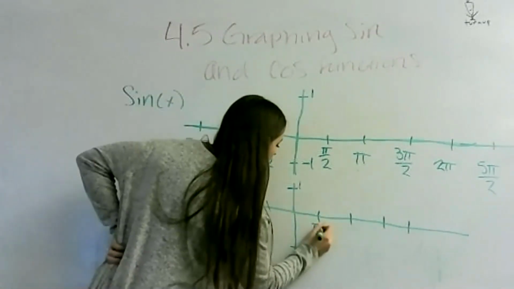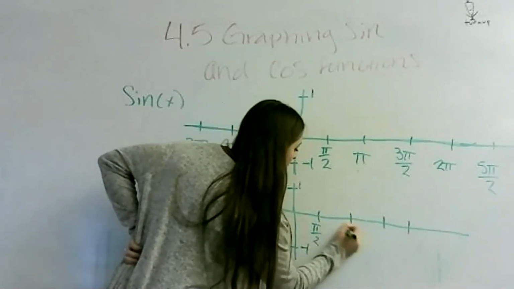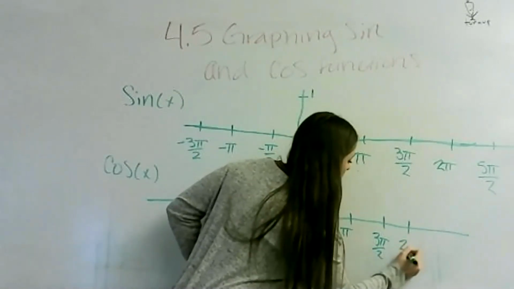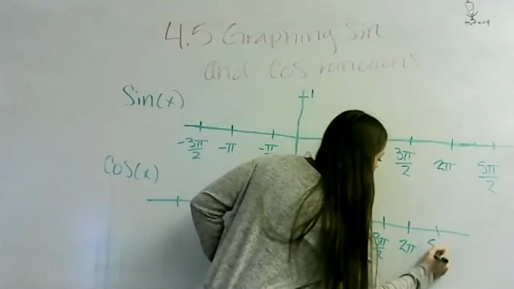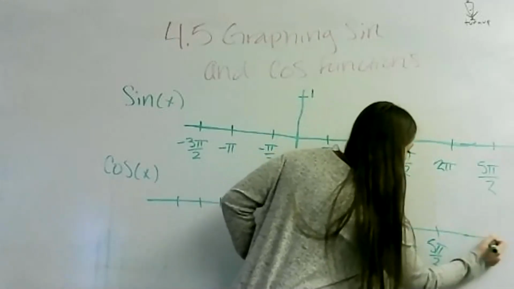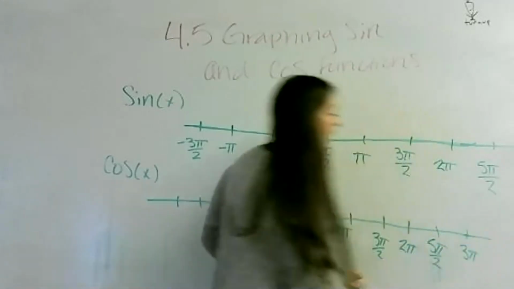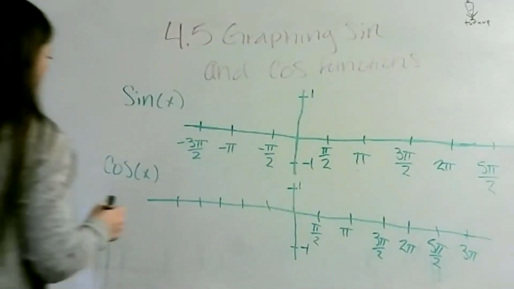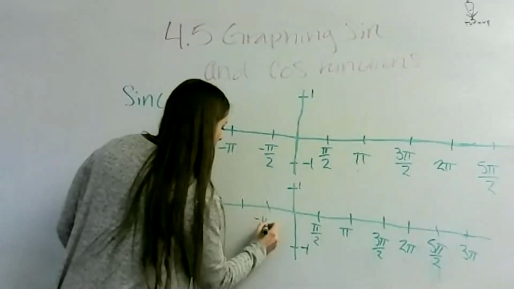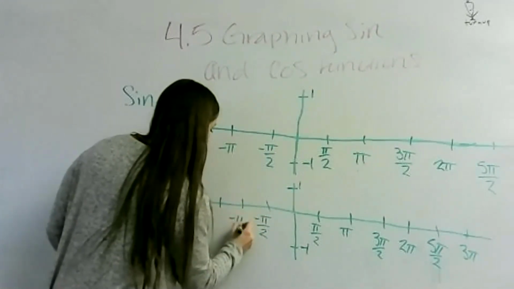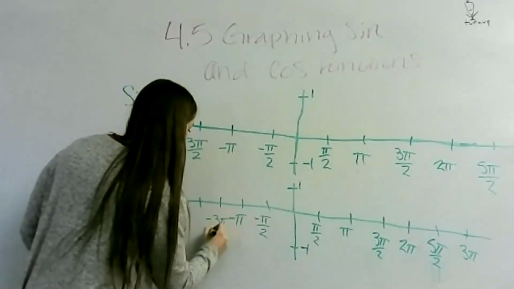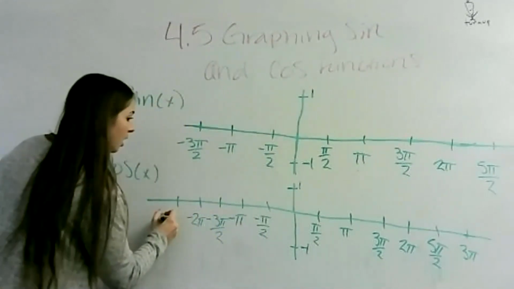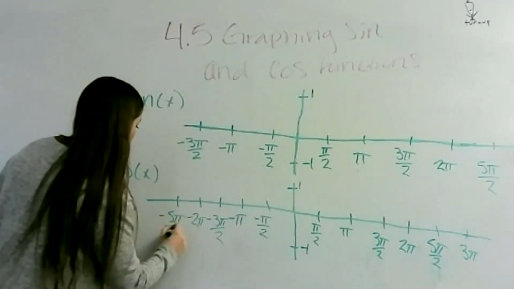So we also have pi over 2, pi, 3 pi over 2, 2 pi, 5 pi over 2, and 3 pi. Okay, same thing in the opposite direction. Negative pi over 2, negative pi, negative 3 pi over 2, negative 2 pi. We'll go one more, negative 5 pi over 2.